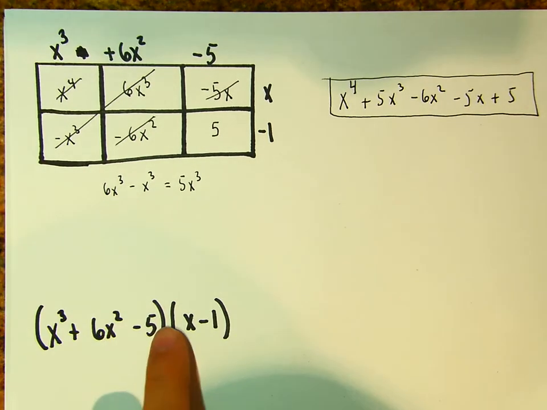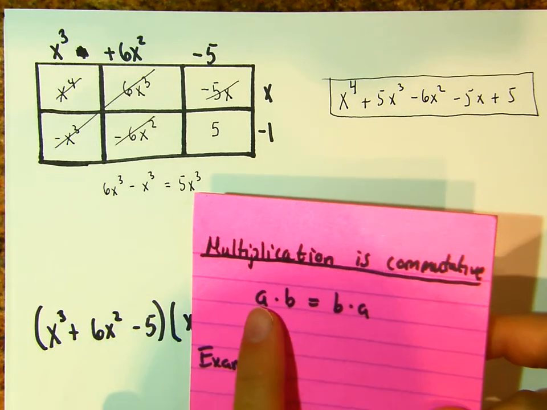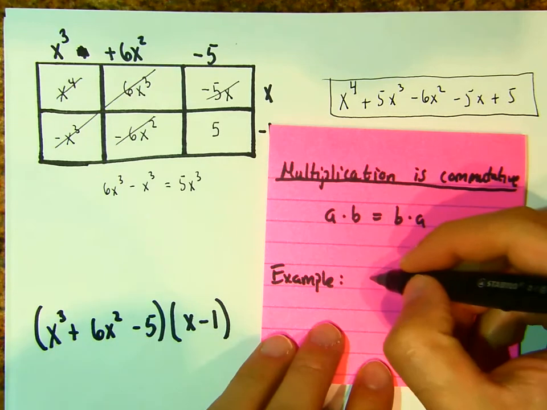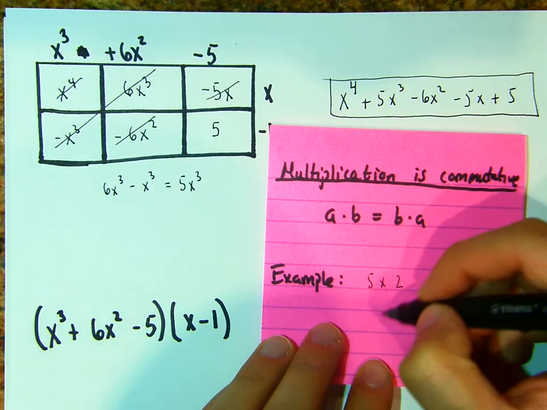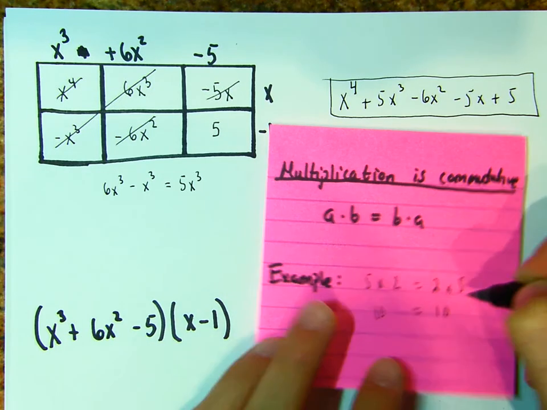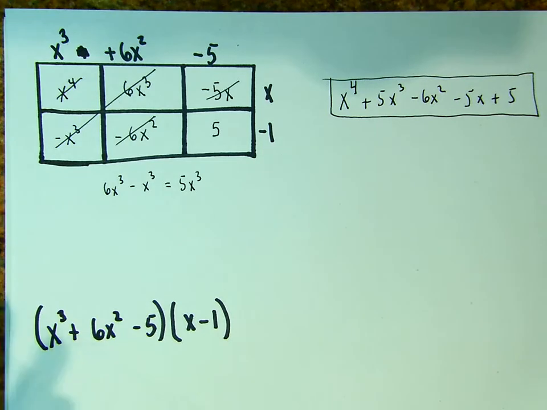There's that invisible multiplication. Here, multiplication is commutative. A times b is the same as b times a. So what do I mean by that? Like if I say, hey, what's 5 times 2? Right? What's 5 times 2? It's 10. But it's the same as 2 times 5, which is also 10. So you're allowed to switch the order during multiplication, and that's what I just did.